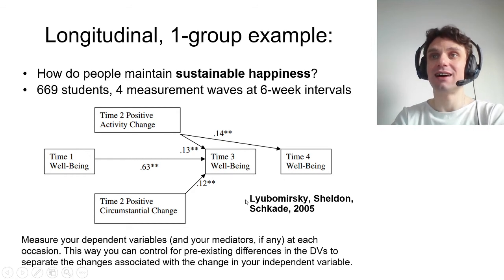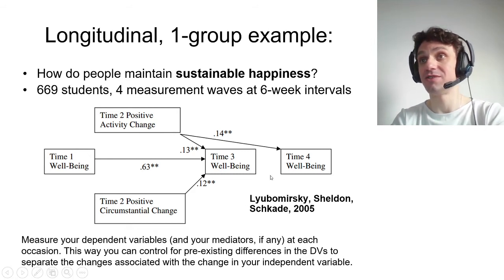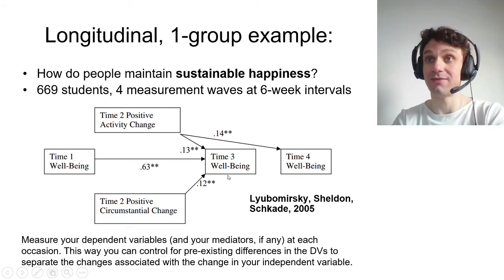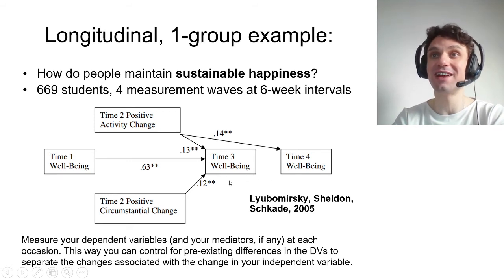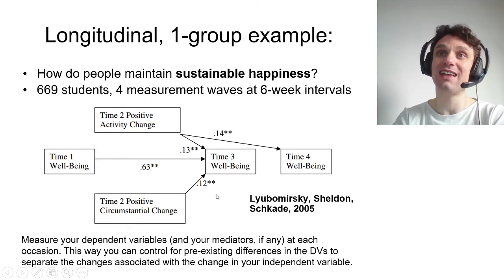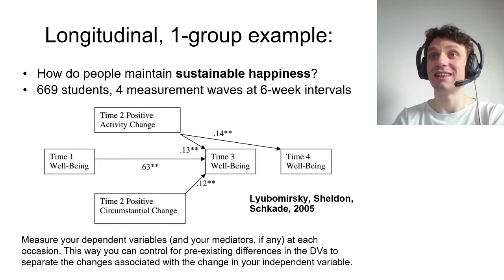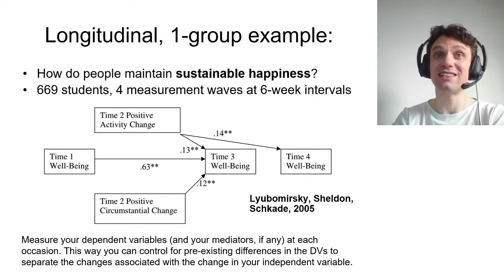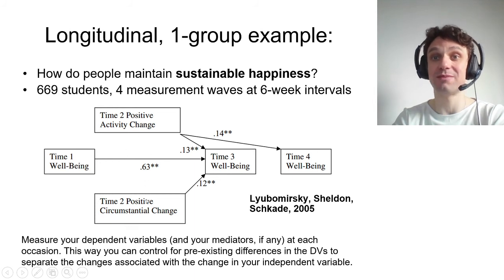And then well-being was measured at time 3 and time 4, at the end of November and in January. They tested a regression model, where they tested whether the change in positive activities and positive changes in circumstances would predict increased well-being. And they found that the change in well-being at the end of November relative to September, so time 3 relative to time 1, was predicted by both types of changes.